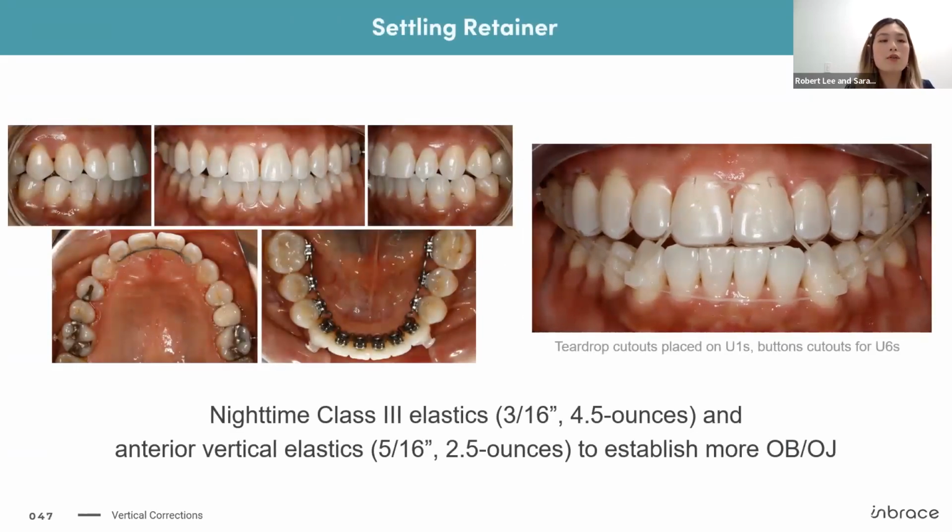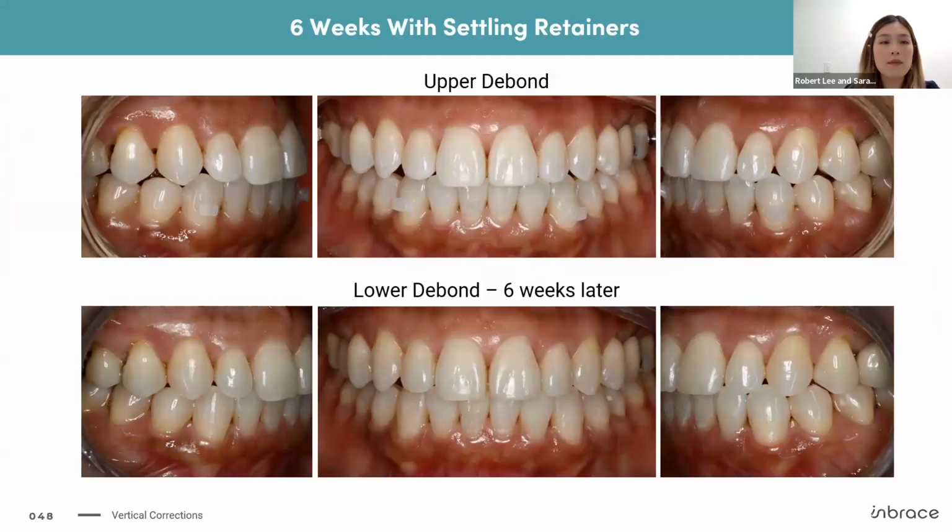So in this case, you can see that nighttime class 3 elastics of 3/16 inch, 4.5 ounce was worn along with anterior vertical elastic, 5/16 inch, 2.5 ounce to work on that overbite and overjet against that settling retainer. And in 6 weeks, we did the lower debond, and you can see the overbite is much deeper than when we did the upper debond.